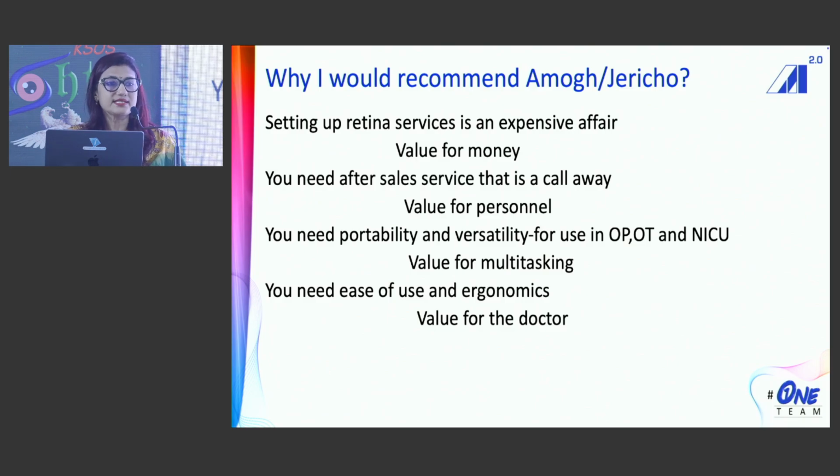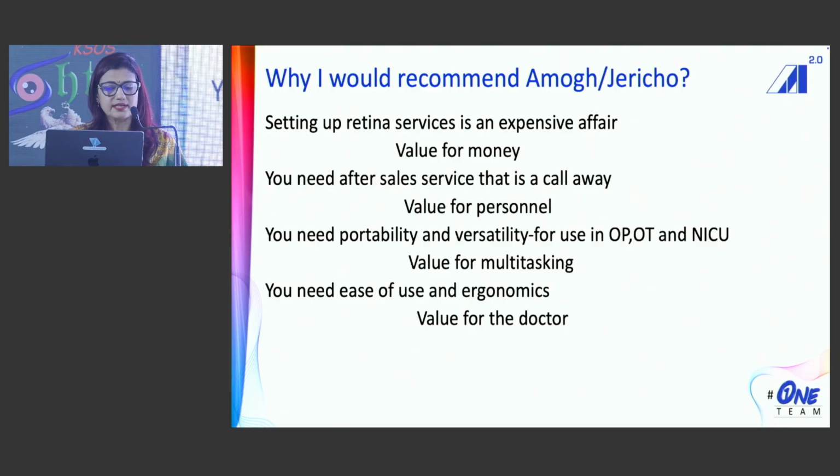And the portability is very good because I do ROP lasers and we can't have a dedicated ROP laser machine in the NICU. So it has to be taken from the OP to the NICU. And because it sits on a small trolley table, you can easily shift it. You can even shift it by hand. But of course, most hospitals have their biomedical staff coming and shifting it. But it is very, very easy to shift. And so it's very versatile and gives you value for multitasking as well.